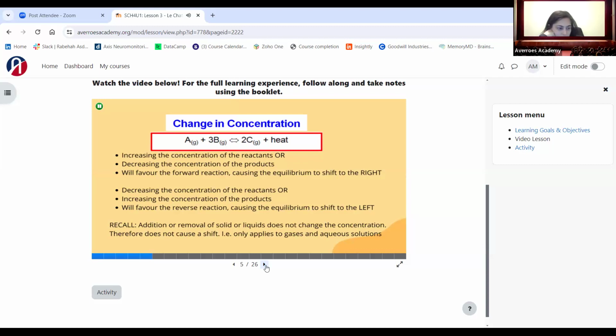So increasing the concentration of the reactants or decreasing the concentration of the products will favor the forward reaction, causing the equilibrium to shift to the right of this hypothetical equation here outlined in red. In contrast, decreasing the concentration of the reactants or increasing the concentration of the products will favor the reverse reaction, causing the equilibrium to shift to the left. And recall that the addition or removal of solids or liquids does not change the concentration and does not cause a shift. So this only applies to gases and aqueous solutions.